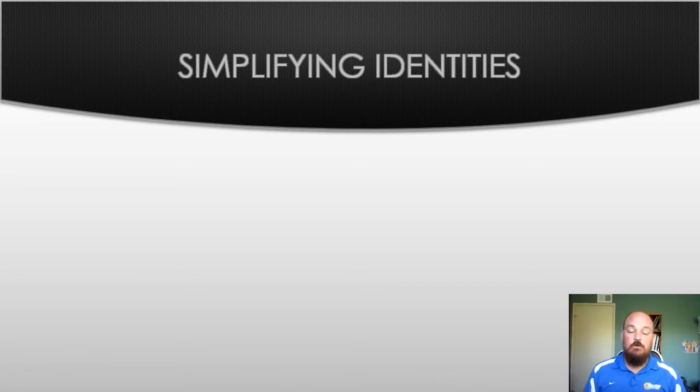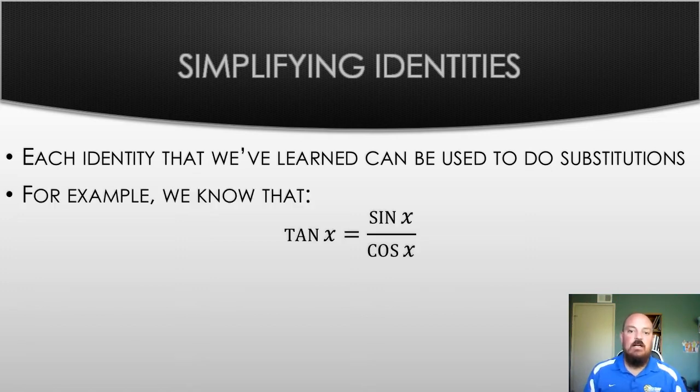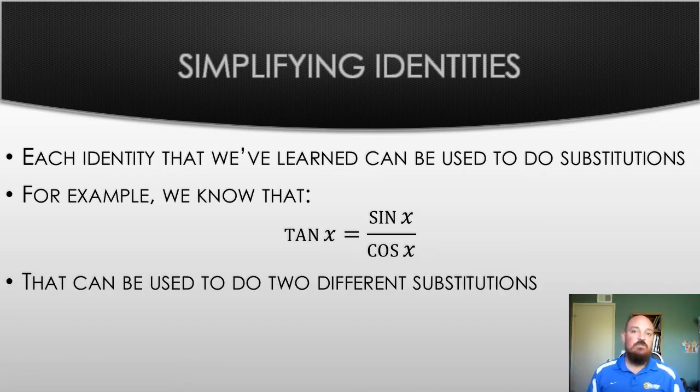So now that we've reviewed our identities, our main goal for today is going to be simplifying identities, or simplifying expressions, really. Every identity that we've learned so far that we just summarized in the video can be used to do substitutions. But I want you to realize, let's take a look at this example right here. We have tangent x equals sine x over cosine x. That's one of our fundamental, basic, simple identities. We call it a reciprocal identity. And what I want you to realize is that that's actually two different substitutions.